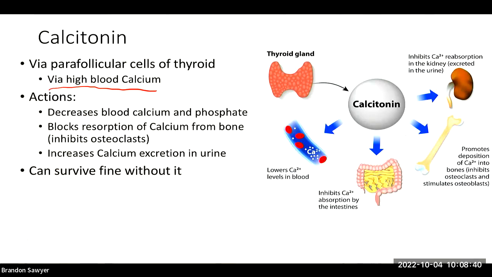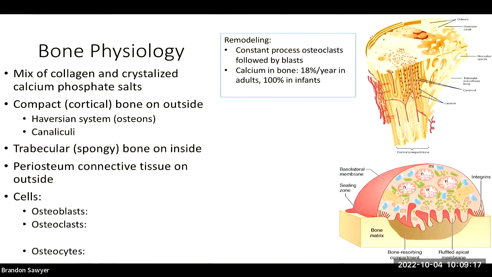Okay, and the actions are to decrease blood calcium as well as phosphate, and it blocks resorption of calcium from the bone by inhibiting those osteoclasts. Okay, and then it increases calcium excretion in the urine, so it would do that by decreasing reabsorption of calcium in the urine. Okay, but like I said before, this doesn't play a major role under normal physiological conditions, and we're totally fine without it. Okay. All right.